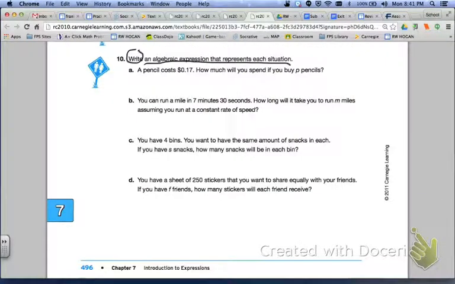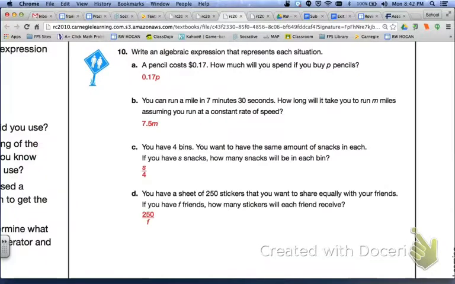Let's take a look at the bottom of page 496. Now you are going to get some practice writing algebraic expressions with some different problem situations. For number 10, I would like you to do A through D, write an algebraic expression that represents each situation. For letter A, if a pencil costs 17 cents, how much will you spend if you buy P pencils?